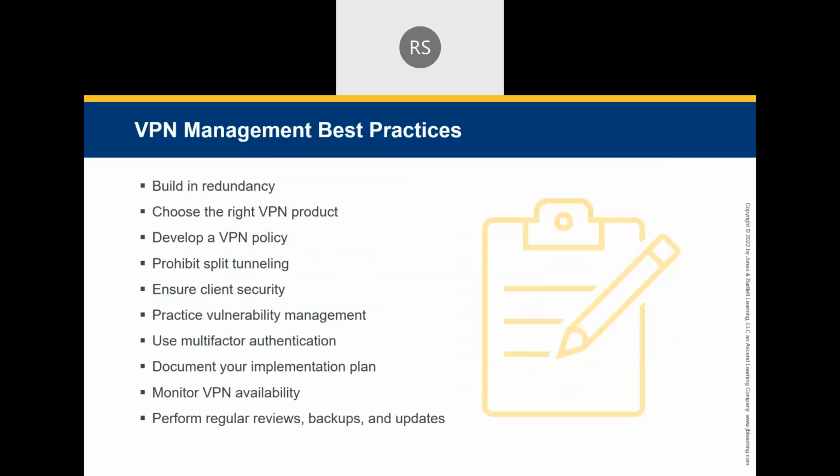You also will continuously monitor your VPN availability and performance metrics to identify and address any potential issues. You want to do this so that you find these proactively. And then you'll also perform regular reviews, backups, and updates. By conducting periodic reviews of VPN configurations, performing regular data backups, and applying software updates and patches, you can maintain system integrity and security for your VPN.